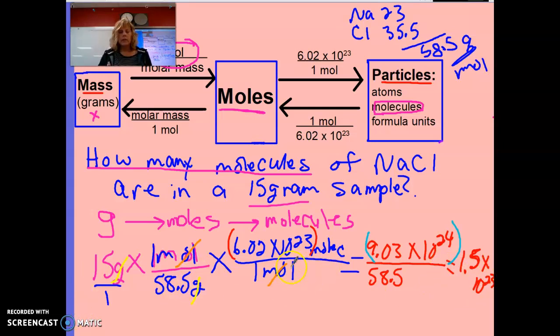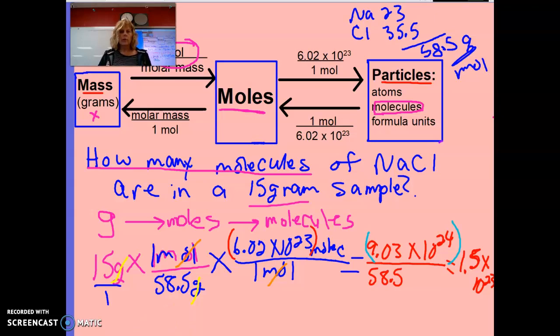Yeah, I mean, if 1 mole of this substance is 58.5, I only have 15 grams, so I have way less than a mole. So this should be way less than 1 mole of particles. 1 mole of particles, remember, is 6.02 times 10 to the 23rd. So yeah, I have way less than that. That seems like a reasonable number.